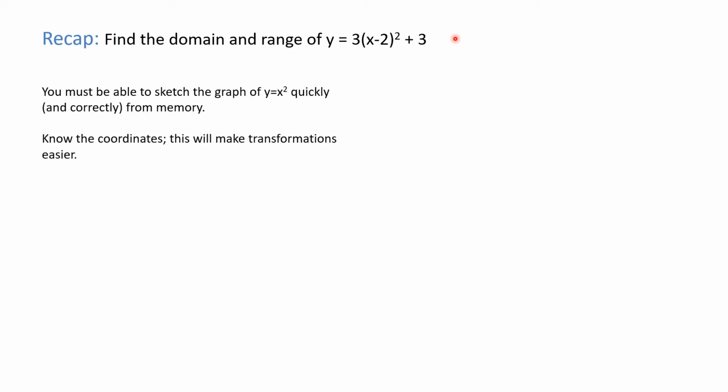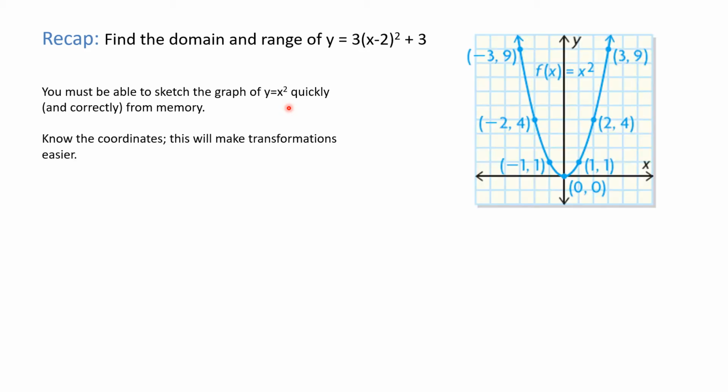Now we know this is a quadratic function and its shape is a parabola, so there are some restrictions on the domain and range. You must be able to sketch the graph of y equals x squared quickly and correctly from memory. So you need to be able to graph the basic parabola. Know the coordinates. This will make transformations easier.